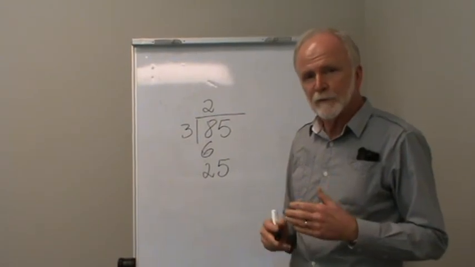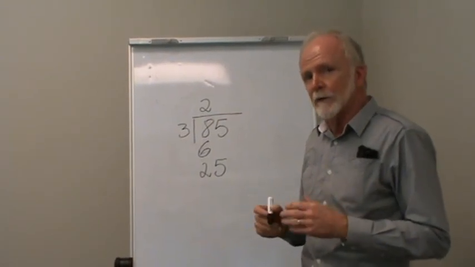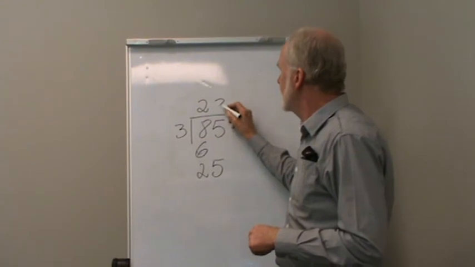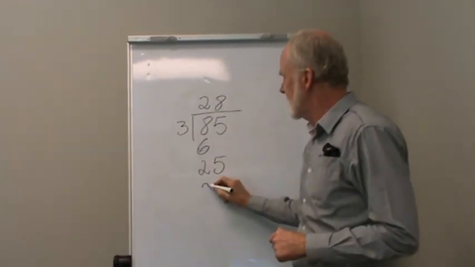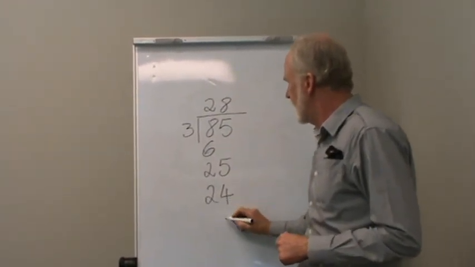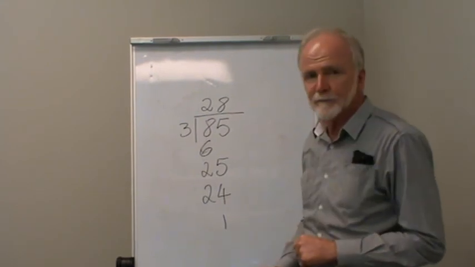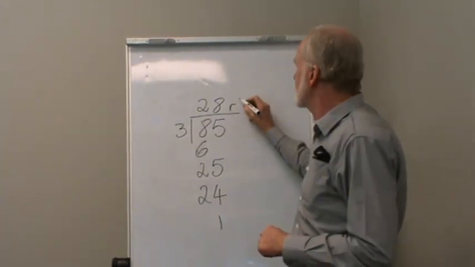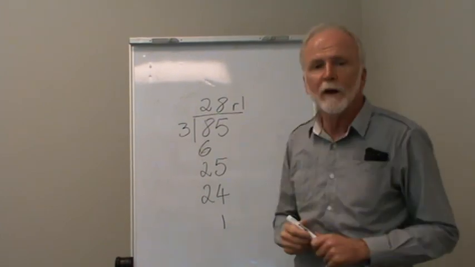What basic fact do we use? 3 eights are 24. So each person is going to get 8 ones, which means we've shared out 24 ones, and there is 1 one left over. So everybody gets 28 with 1 remaining.